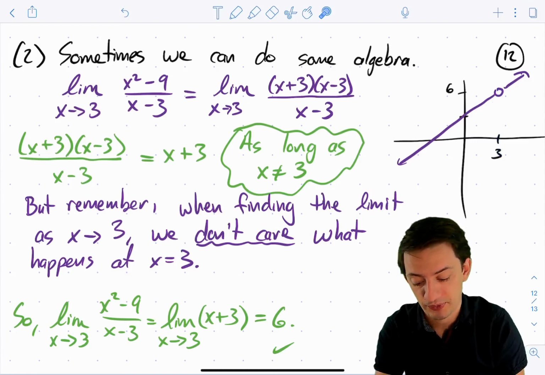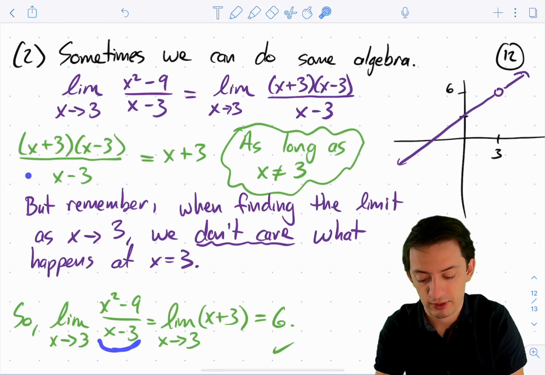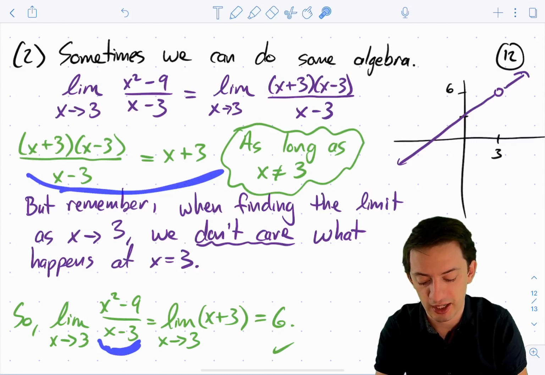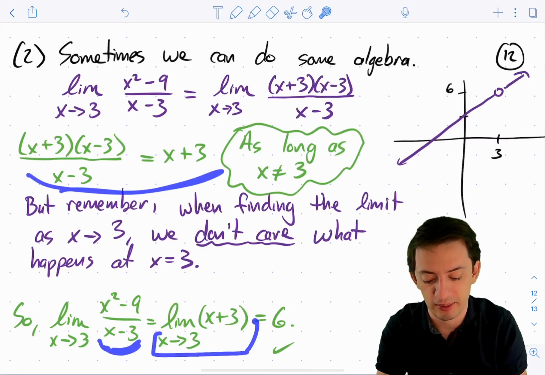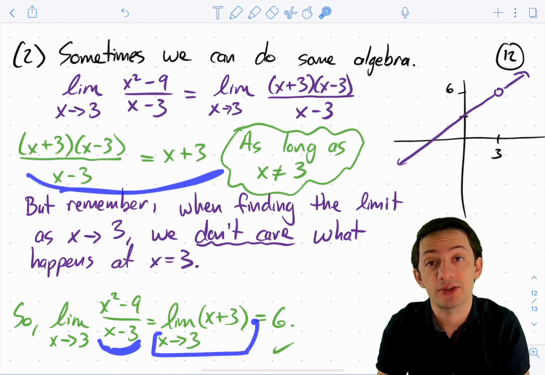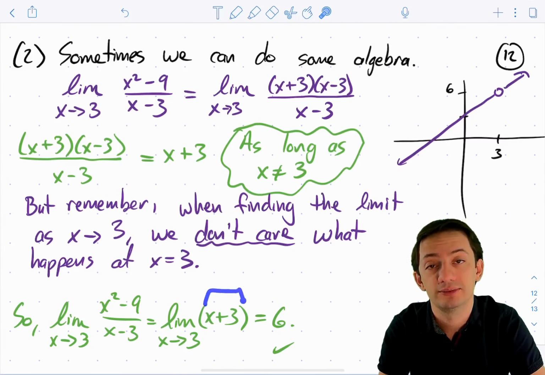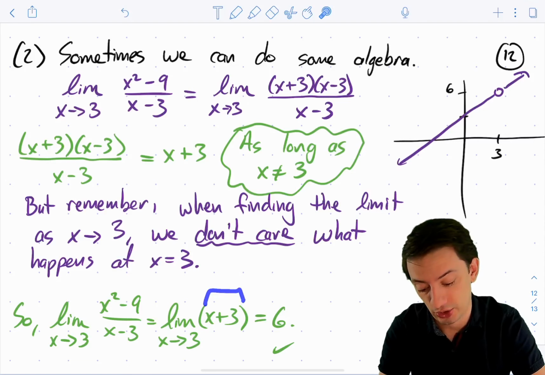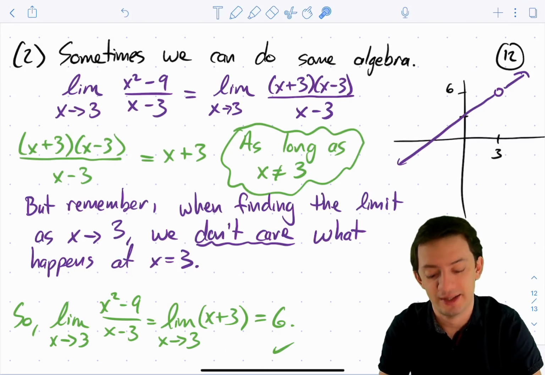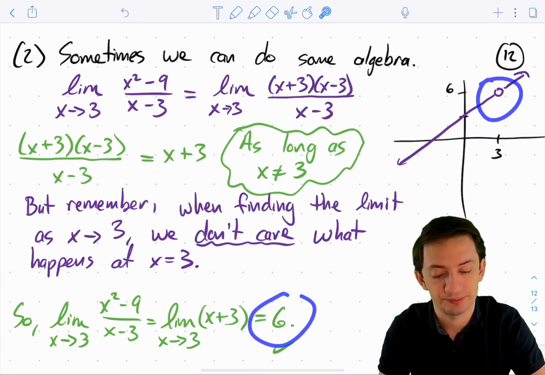And if we look, because we factored here, we can cancel that x minus 3, and what we're left with is the limit of x plus 3 as x approaches 3. And now, this is just a polynomial. So it's continuous, so you can just plug in 3, and you get 6. And that's what our picture says.